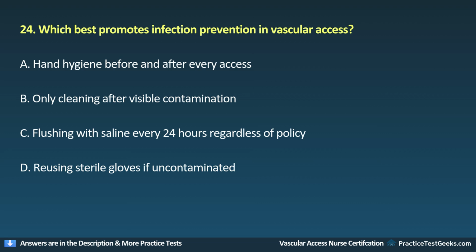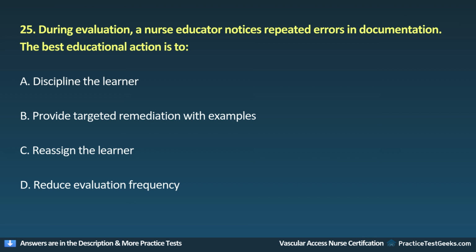24. Which best promotes infection prevention in vascular access? A. Hand hygiene before and after every access. B. Only cleaning after visible contamination. C. Flushing with saline every 24 hours, regardless of policy. D. Reusing sterile gloves if uncontaminated.